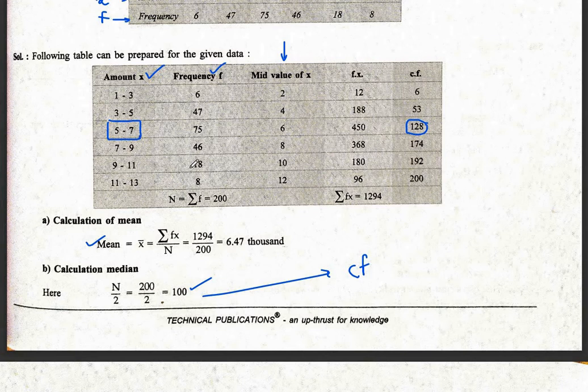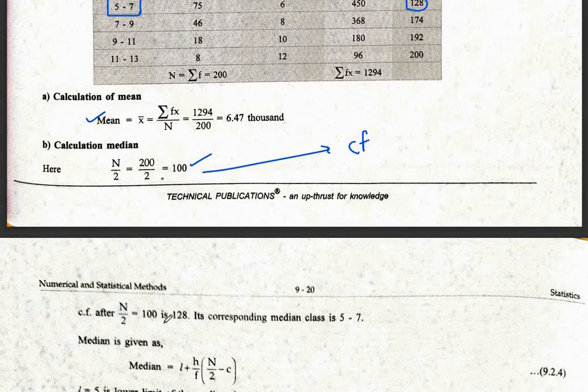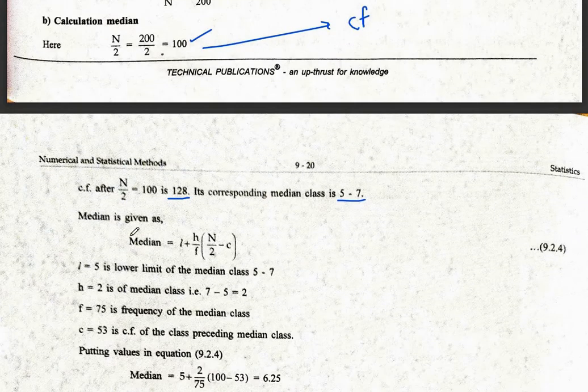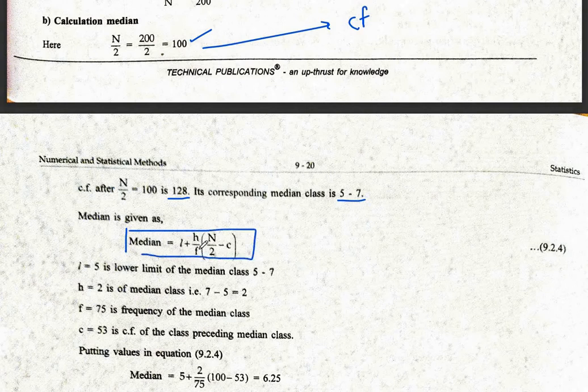And for this 128, the range is 5 to 7. For this purpose, we have to use the formula. That formula is: median is equal to L plus h by f, into (n by 2 minus c).